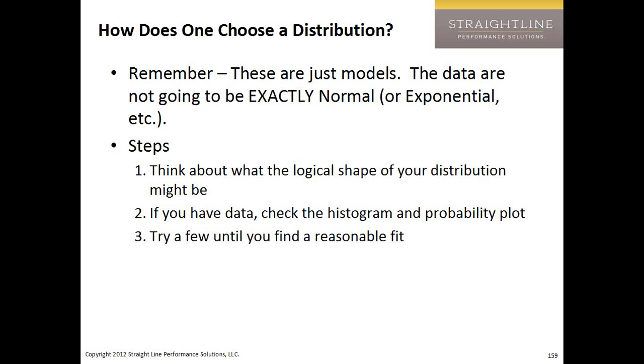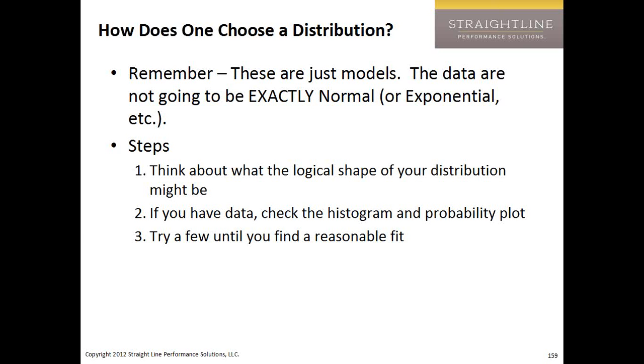So if you have something that has a left-hand limit of 0, that might indicate that you have a skewed distribution. So for example, many cycle time distributions are skewed. So it's important to think about that. Many manufacturing processes tend to be normal. Many lifetime or reliabilities might be exponential. So those are the types of things you start out with.